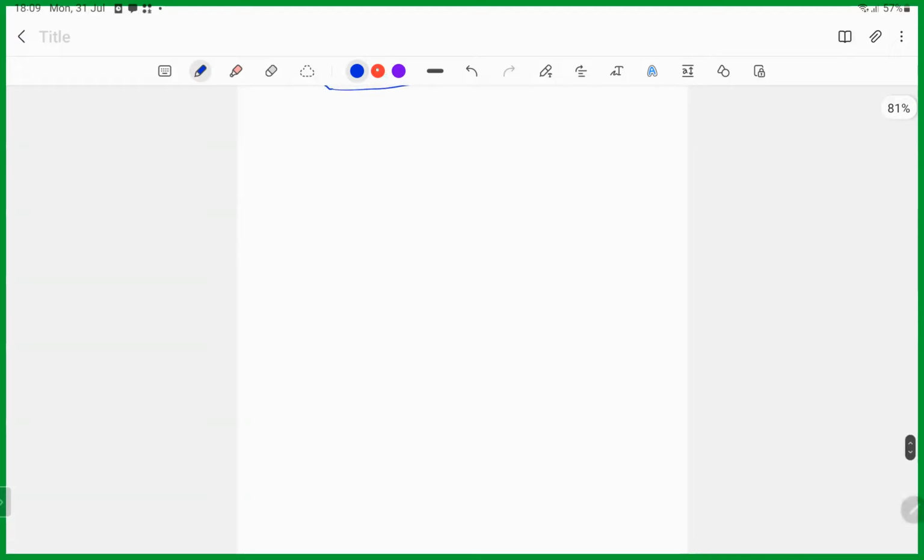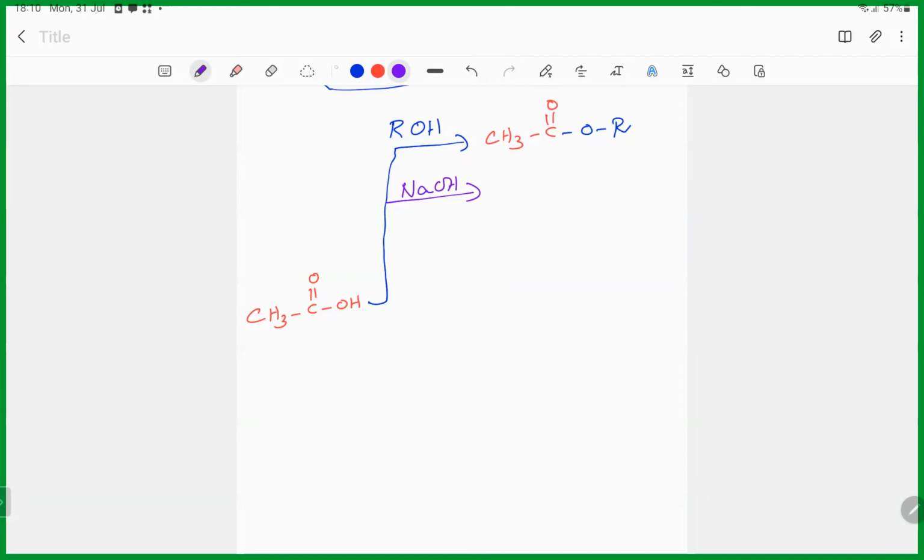So now let us consolidate all the reactions. When you have CH3COOH and you treat it with ROH, you will get CH3COOR. That reaction is esterification. The second reaction, when you treat it with sodium hydroxide, becomes CH3COONa.